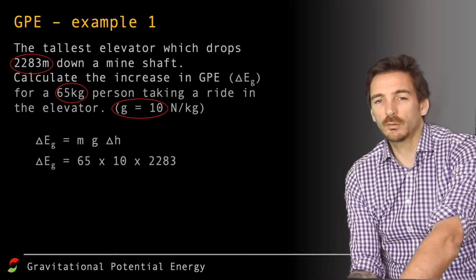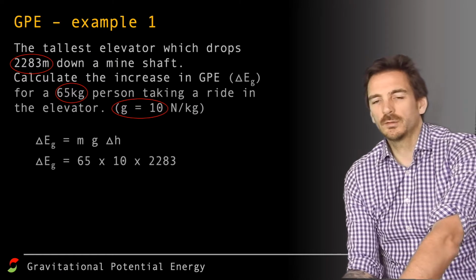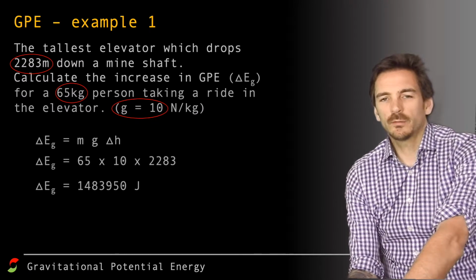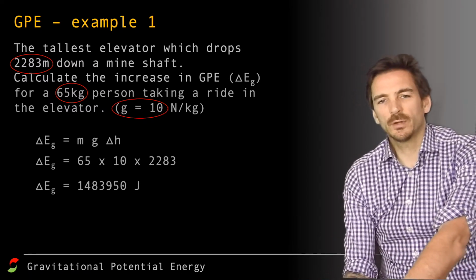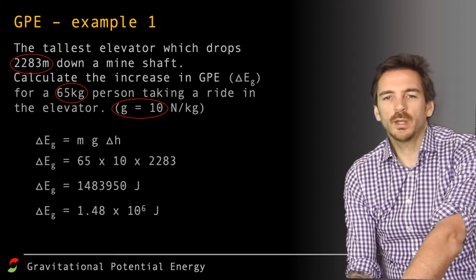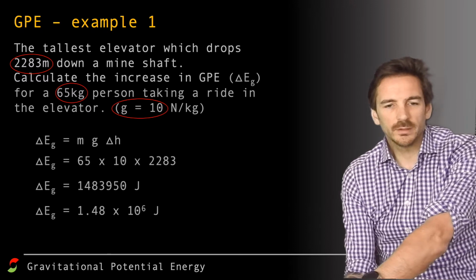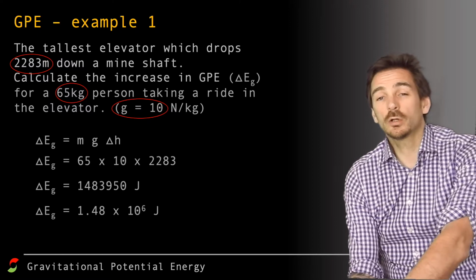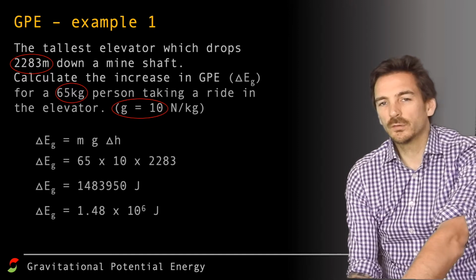Checking the units. Is mass in kilograms? Yes. g is in newtons per kilogram. And is the height in meters? Yes. All the units are fine. And multiply those together in our calculator, and we get a nice large number of joules there. So if you're confident with your standard form, what you can do is put that into a bit more manageable number, converting that into 1.48 times 10 to the 6 joules. I would suggest, if you're not confident with your standard form, do some exercises to improve your confidence for the exams.